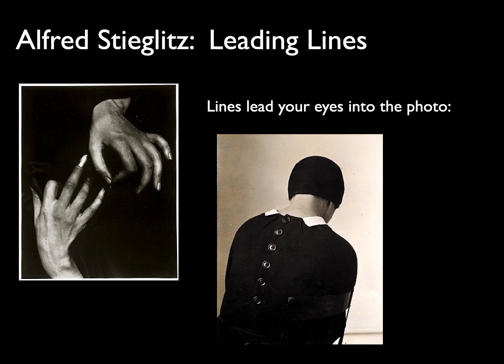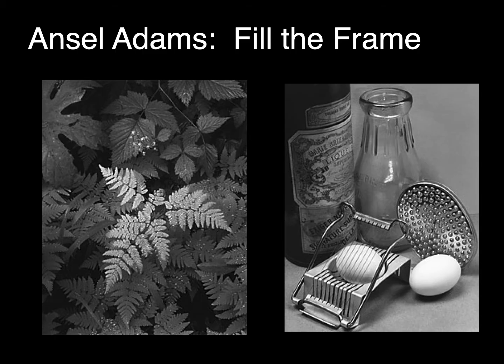On this one, the line, of course, is the line of the buttons leading you down the back of the dress, but then also the lighting on her neck leads you up into her head and back around. And again, you have this really lovely negative space that the photographer has created. Fill the Frame is an example.